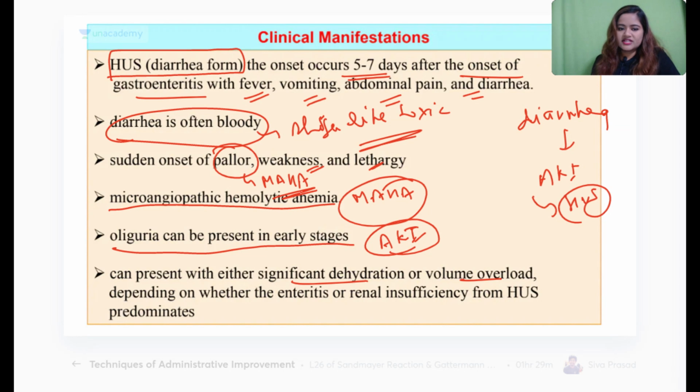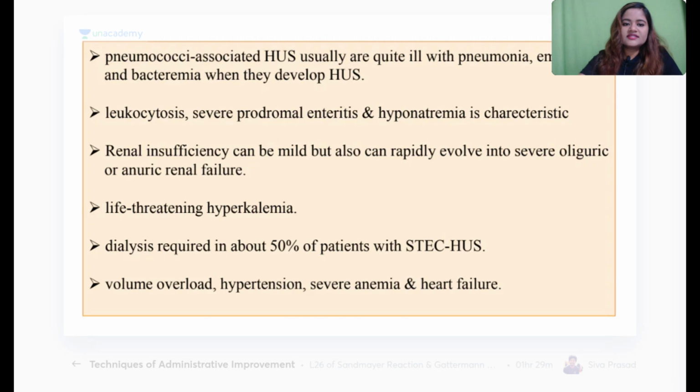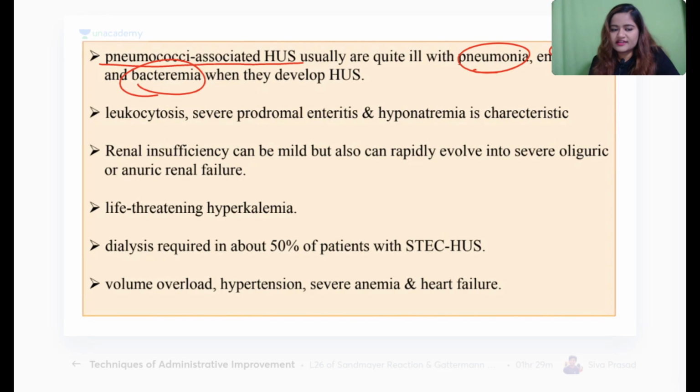जब patient renal failure में चला जाएगा, ठीक है? So depending on whether it is enteritis or renal insufficiency from HUS, this kind of presentation can predominate. Now pneumococci associated HUS usually presents with features of pneumonia, empyema and bacteremia. So if you don't get a history of diarrhea and still you suspect that the patient is having HUS, then you have to go for other etiological findings.